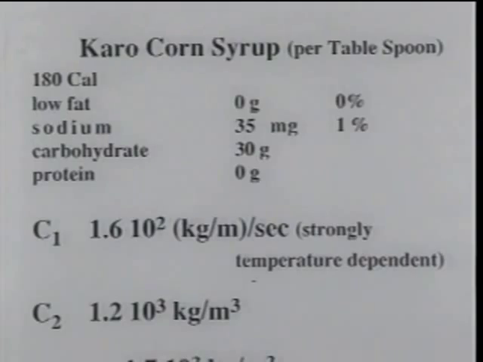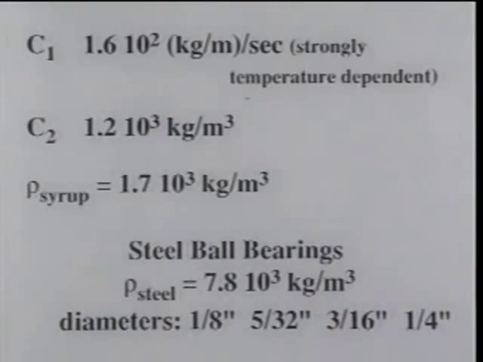I had to know C1, which I measured. In fact, the kind of demonstration you and I will be doing today, you can derive it, but it's very strongly temperature dependent. It could be different yesterday from today. I measured C2 to a reasonable accuracy. Notice that the density of the syrup, in terms of kilograms per cubic meter, is very close to C2. I mentioned that earlier. They're very close, not exactly, but very close. These steel ball bearings have a density of about 7,800 kilograms per cubic meter. And I'm going to drop in that syrup 4 ball bearings, and they have diameters of 1/8 of an inch, 5/32, 3/16, and 1/4 of an inch.